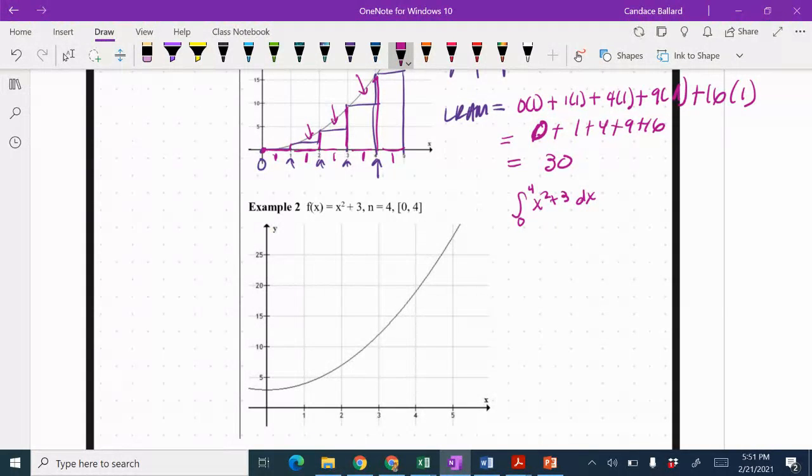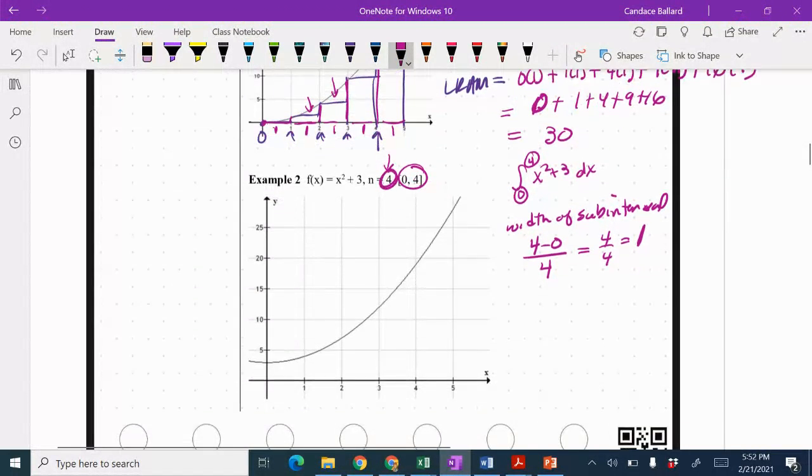The way you deal with this when you see it like this is it's just like having this and you have to calculate this. So you take these numbers and you subtract them. To get the width of the subinterval, not the number of subintervals, you're going to do 4 minus 0, and divide it by your n value. So that would be 4 minus 0 is 4, over 4, and that's going to equal 1. So I know the width of my subinterval is going to be 1.